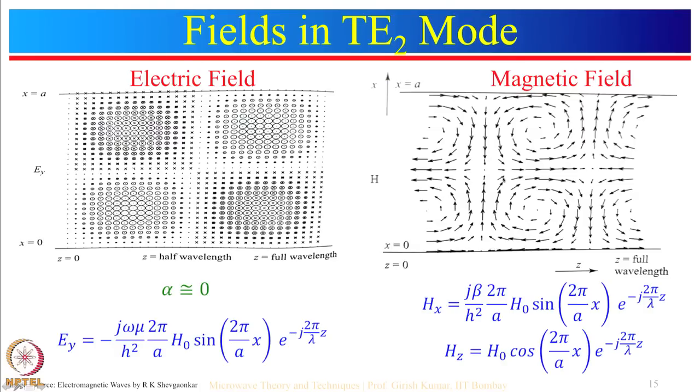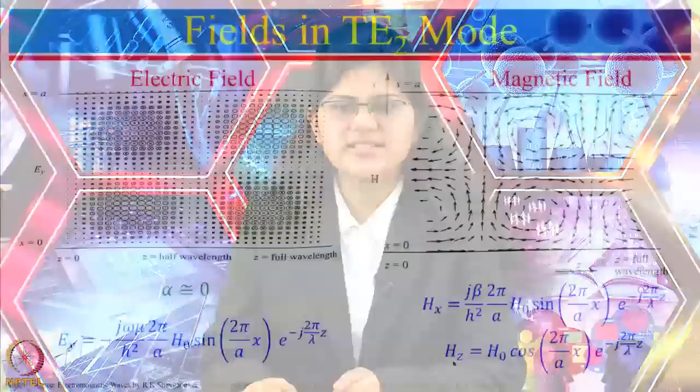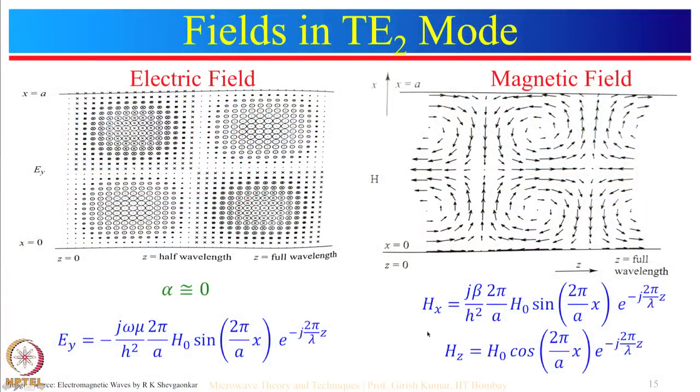Now let's see the variation of the magnetic field in the TE2 mode. So there are two magnetic field components, and the resultant magnetic field will be the vector sum of Hx and Hz. Hx is varying sinusoidally along the x direction, and Hz is varying cosinusoidally along the x direction. It means these two components are in phase quadrature along the x direction, or we can say when Hx is maximum, then Hz will be minimum or zero, and when Hx is zero, then Hz will be maximum, which we can see from this figure also.